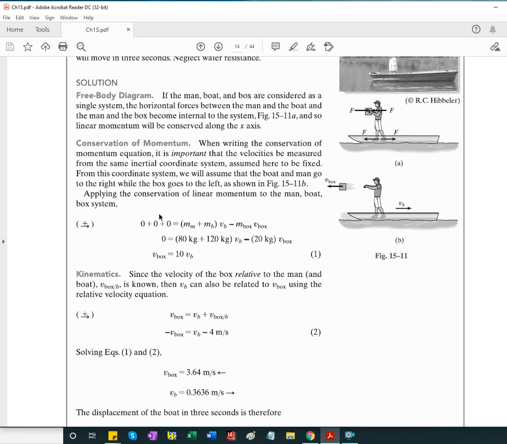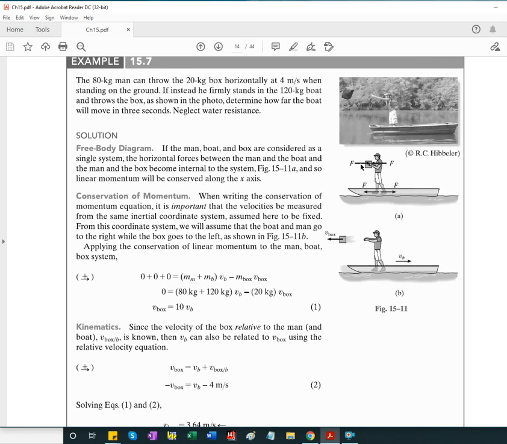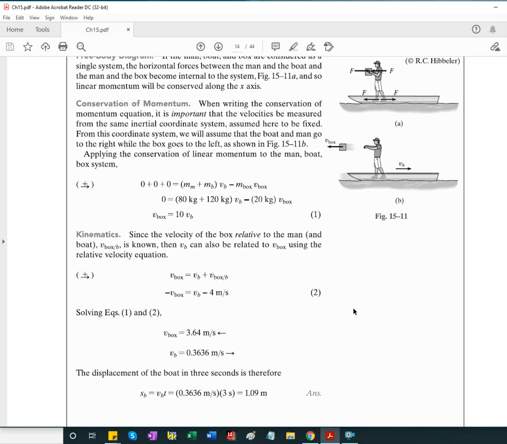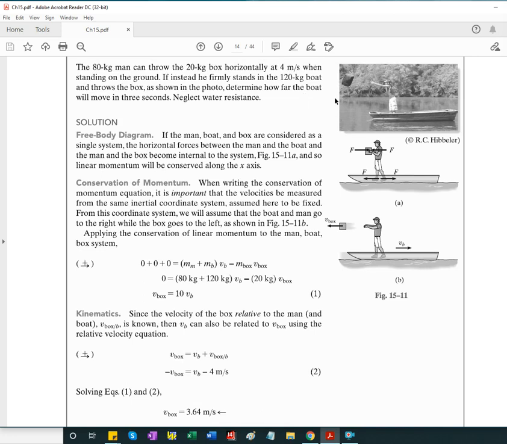So there's initially no velocity, motionless boat, box, and person. And then the man in the boat travels with the velocity VB, and then the box travels with velocity of the box, but this would be relative to the fixed reference frame. And 4 meters per second would be relative to the boat, I'm sorry. So 4 meters per second would be relative to the boat.